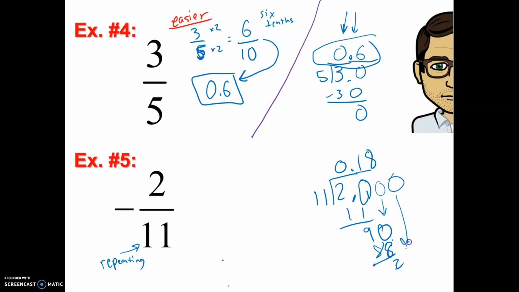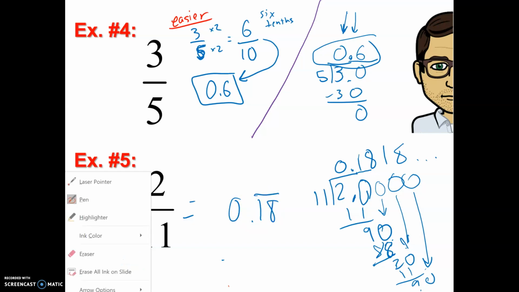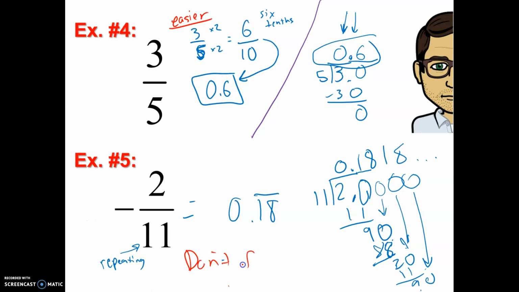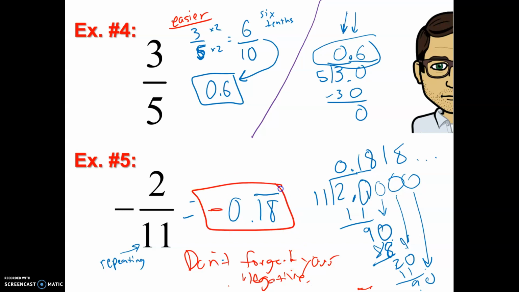Bring down that placeholder 0, and I bet you're going to see where this is going to go. 1 time, 8 times, etc. Right? So it's going to be repeating. So the answer is going to be 0.18 repeating, right? Wrong. Don't forget your negative. Negative. Don't forget that.